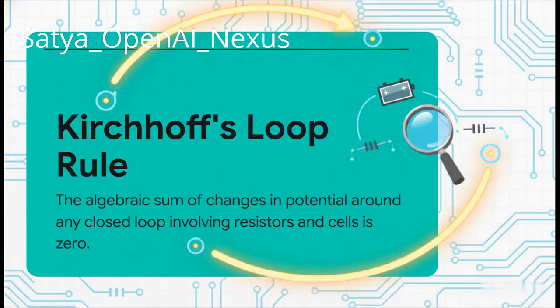His second rule, the loop rule, is all about the conservation of energy. Let me give you an analogy. Imagine you're hiking on a trail that's a perfect loop. It starts and ends at the exact same spot. Over the whole hike, the total amount you climb up has to equal the total amount you go down to get back to where you started, right? A circuit loop is the same thing. If you trace any closed path, all the voltage you gain from batteries has to be perfectly canceled out by all the voltage you lose across the resistors. The net change when you get back to your starting point is zero.